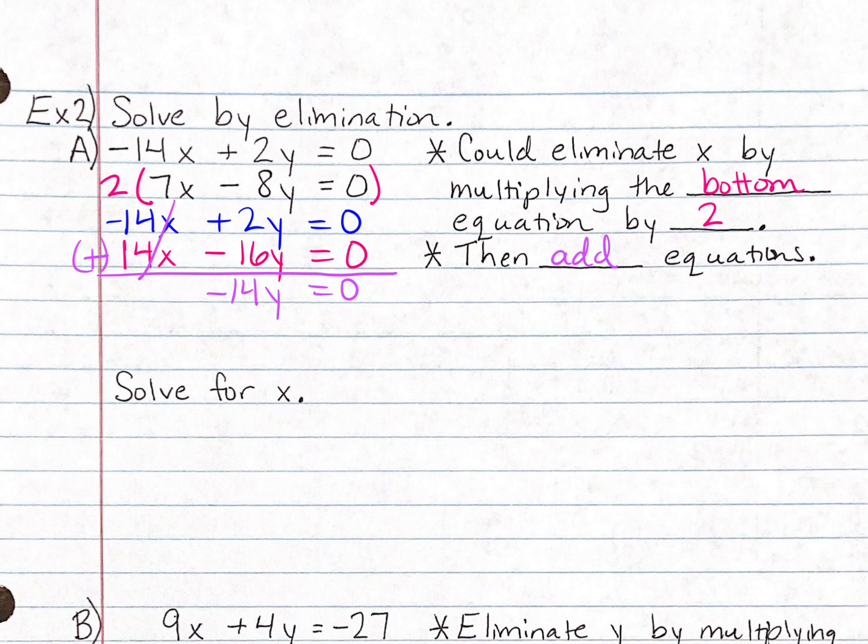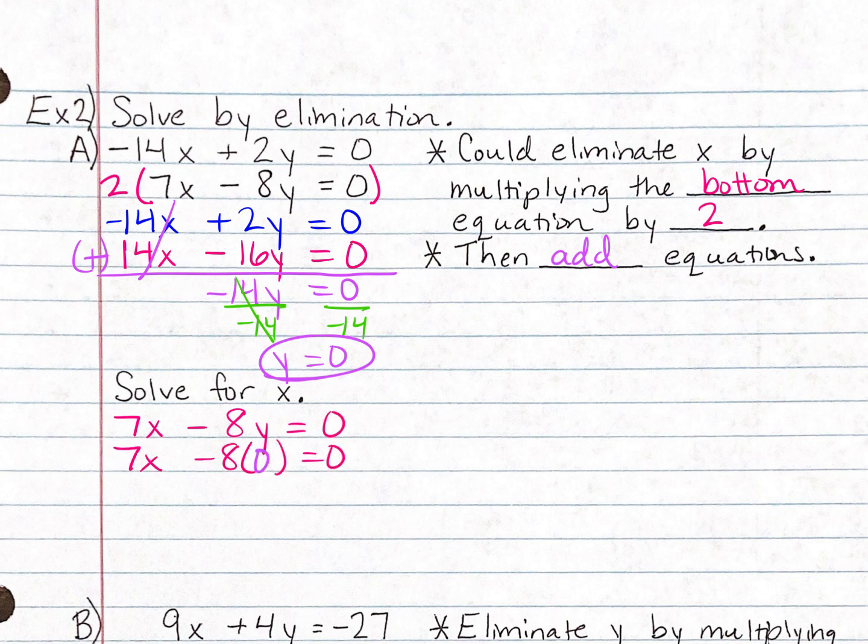We get a simple one-step equation. We'll divide both sides by negative 14 to solve for y and find that y is equal to 0. Choose either original equation to solve for x. I'm going to use the second equation, 7x minus 8y equals 0. We plug in 0 for y. 8 times 0 is 0, so 7x minus 0 is just 7x, and that's equal to 0. Divide both sides by 7, and we get that x is 0. So the solution to this system is 0, 0.